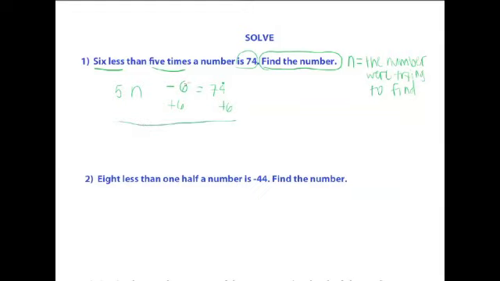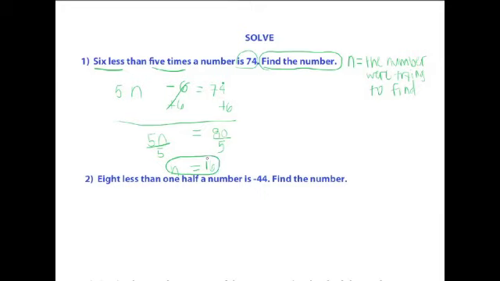What happens to these 6's? They end up going away. So I end up with 5n equals 74 plus 6, which is 80. Remember, to get rid of this 5, I'm going to divide both sides. And when I divide 5 into 80, I get 16. So the number is 16.